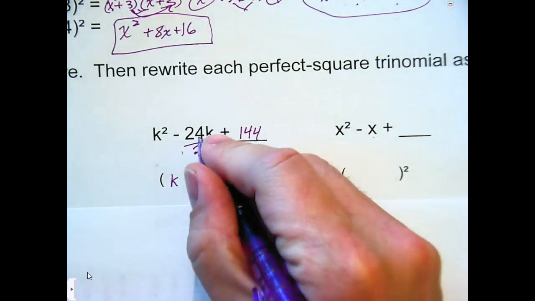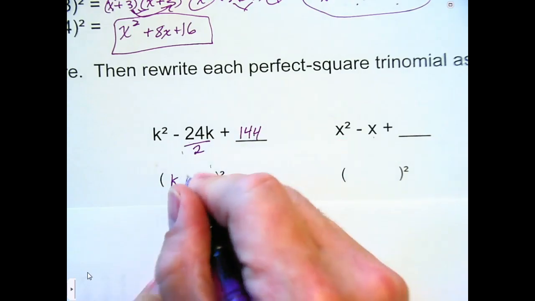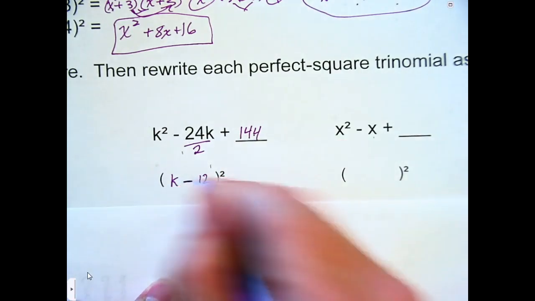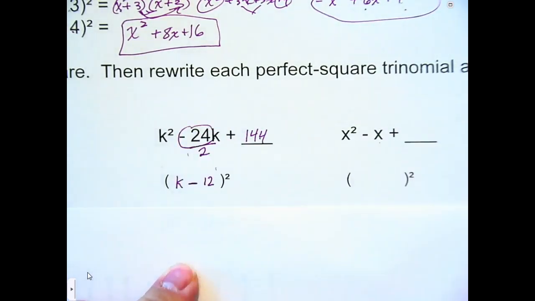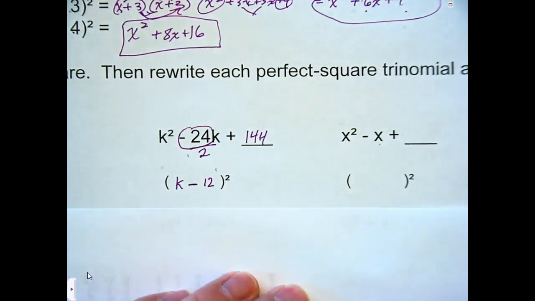Cut it in half and then square it. What goes right here? Minus. How come it's minus and not plus? Because it's negative. Good. It's half of negative 24. Well done. Okay. Any questions on that one?